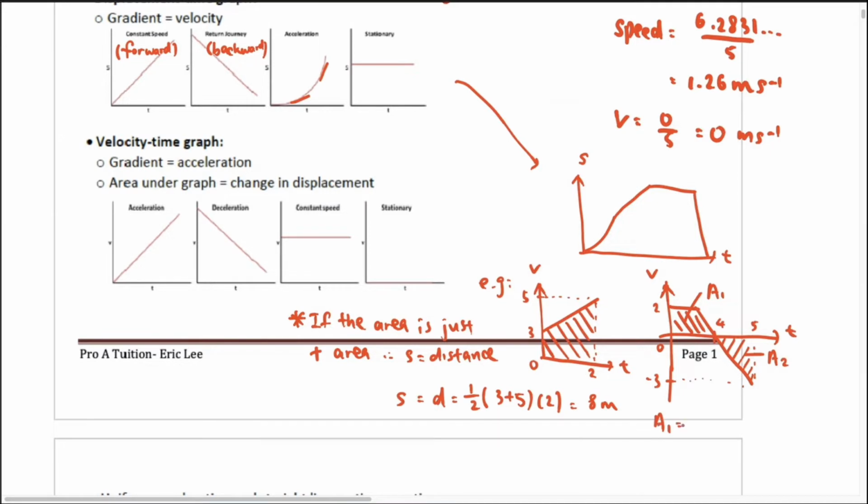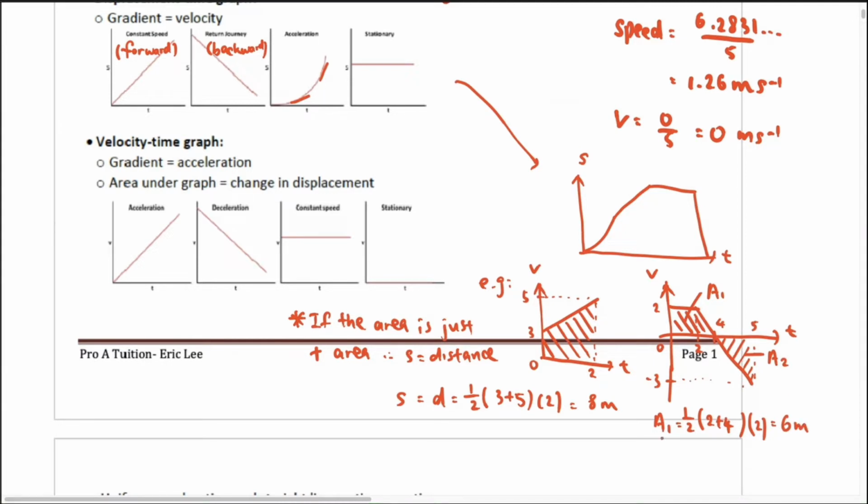So area 1, I can use trapezium. So let's say this point is 2 also. Okay, so I take 1 over 2, then add up the parallel sides, 2 plus 4, multiply with the height, which is 2 also. And then I get 6. 6 over 2 is 3. 3 times 2 is 6. 6 meter for area 1.